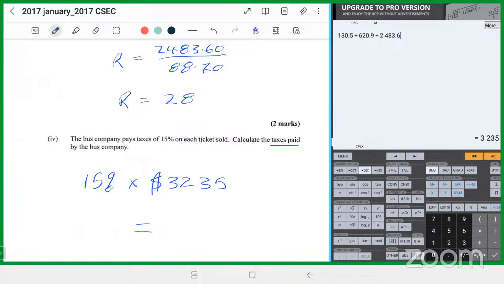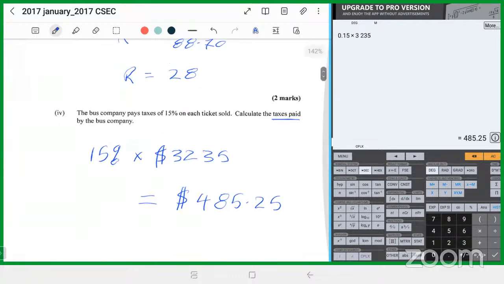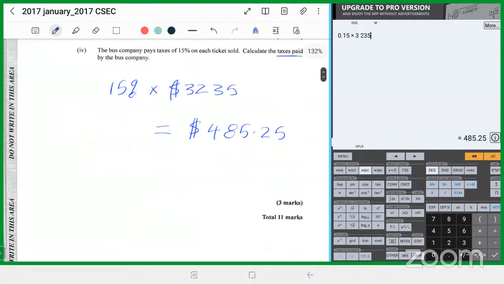So it's 15% or 0.15 times 3235. I'm going to put the money on it, 485.25. Did I get that? Yes, sir. All right, good. And that finishes the first question. 0.24, that's all right. That's okay. They give it a mark still. All right, let's continue.